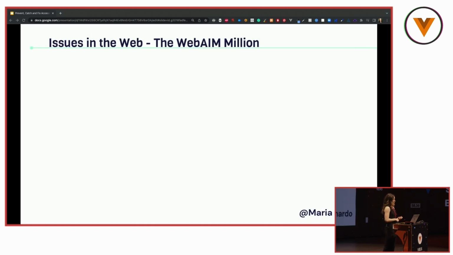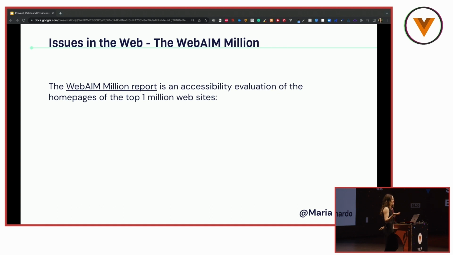So actually, WebAIM, who's a great resource for accessibility, they do this yearly report called the WebAIM Million Report. And what they do is they actually evaluate the home pages of the top 1 million websites across the web. And they actually came up with a couple of numbers this year. Well, actually, this is 2022 in May.